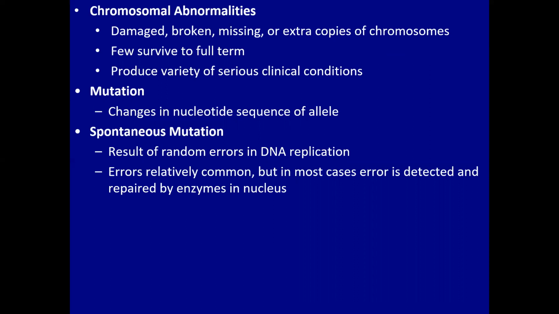Sometimes mutations are spontaneous. They're not passed down through a family. Another term for these mutations is de novo mutations. So these are random errors. They just occur in a population.